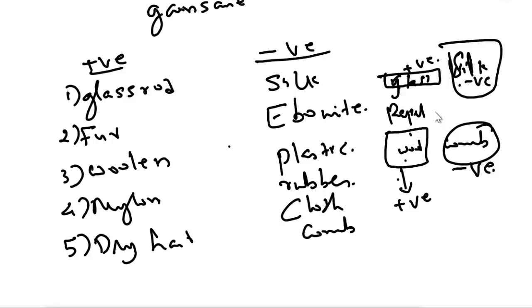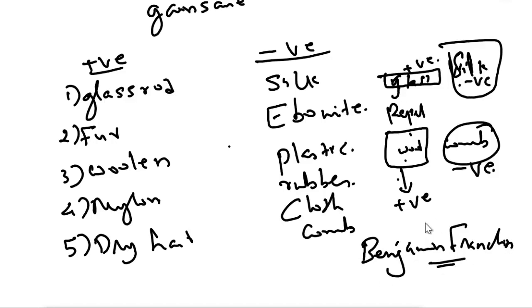Okay, so these positive and negative charges were named by Benjamin Franklin. Benjamin Franklin only named these positive and negative charges. If both are of equal charges, then the object is neutral in charge.